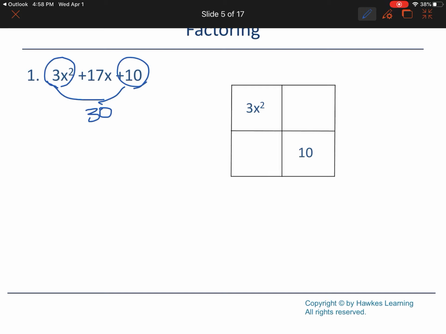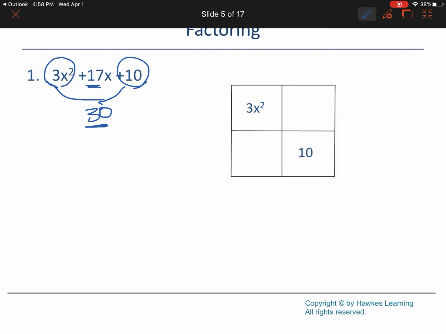So I want to rewrite 17 so that I can break it up into two parts, right? Because when we do this grouping, we have 4 terms, not 3. So I want to break up the middle term into 2 parts so that when I multiply them together, I get the same thing. So that's why I need 2 numbers that multiply to be 30, but when I add them up, they're going to be 17. That's the key here, right?